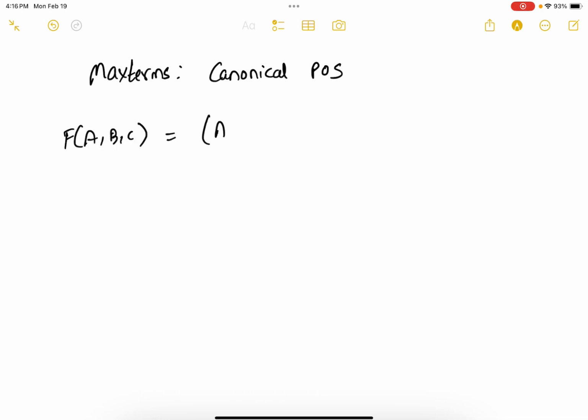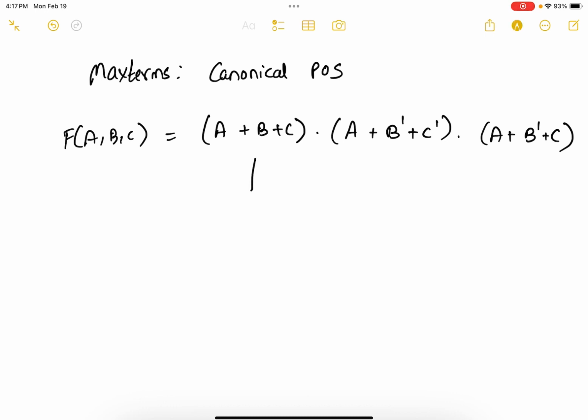Next, let us look at Maxterms. Similar to how minterms are applicable only for canonical SOP, Maxterms are only applicable to canonical POS. Of F(A,B,C) equals (A plus B plus C) and (A plus B prime plus C prime) and (A plus B prime plus C). We know that this is in the canonical POS form. So each of these terms here are known as the max terms.